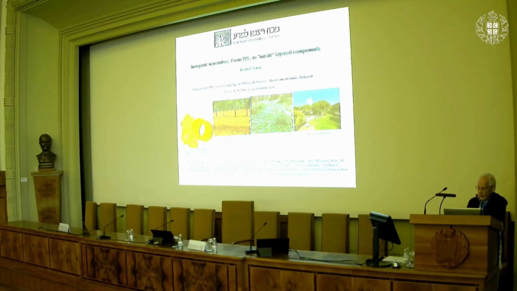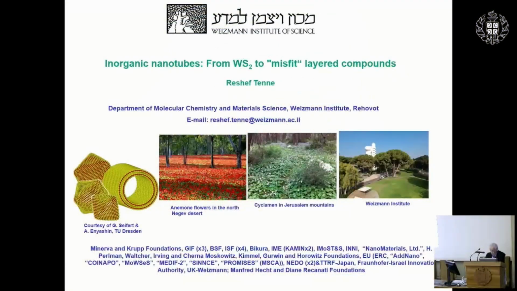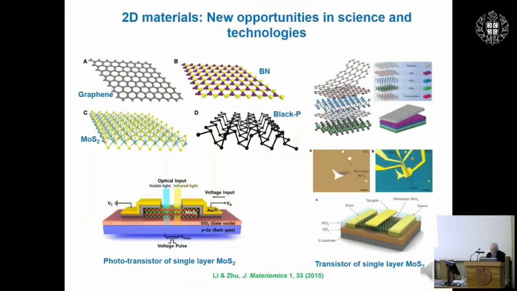So with that, let me start my presentation. What I'll tell you about is inorganic nanotubes, from tungsten disulfide to misfit layered compounds. The idea of 2D materials is not new, but goes back 100 years to the first paper by Linus Pauling in 1923, where he determined the structure of molybdenum disulfide.